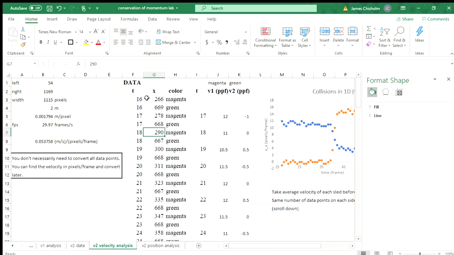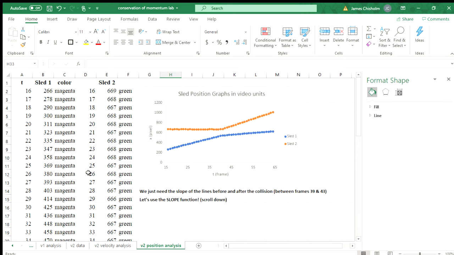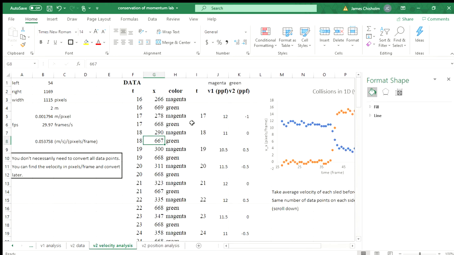Just as a note, notice that the magenta and the green are alternating, and that can make it annoying if you're trying to do relative references. There are two ways around this. One, you could copy each individual cell and move it over so you get two different columns, one for your first sled, one for your second. That's what I did over here, and I'll talk about this one later. You don't necessarily have to do that.